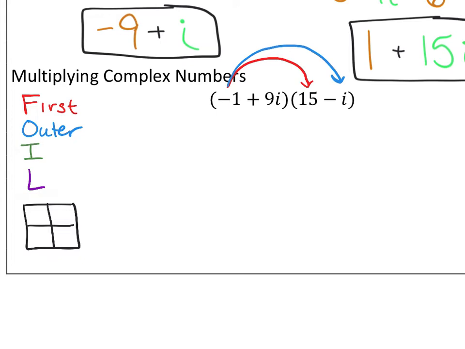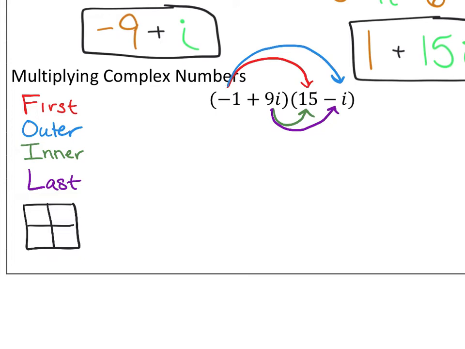What do y'all think the I is going to stand for? Inner. So we're going to multiply the inside things together. And what do you think the L is going to stand for? The last. So we take the 2 last things in both the parentheses, and we multiply them together. So we're going to do it in that order.